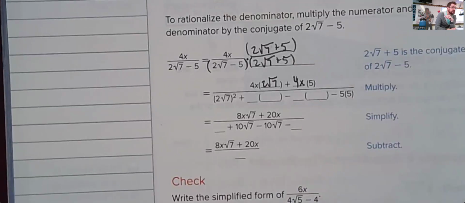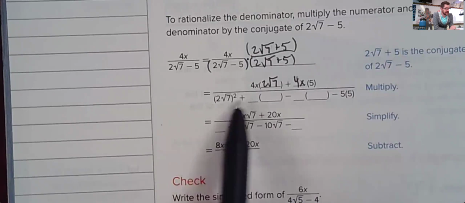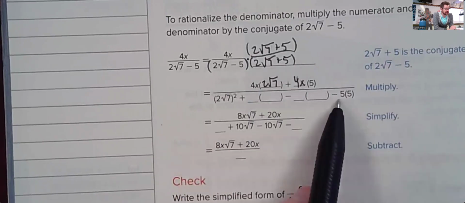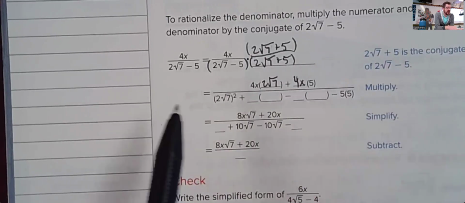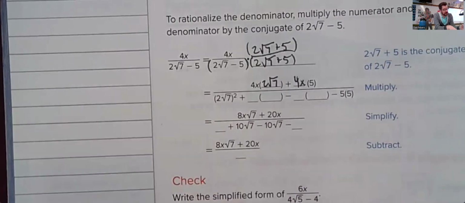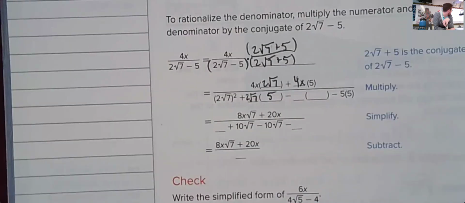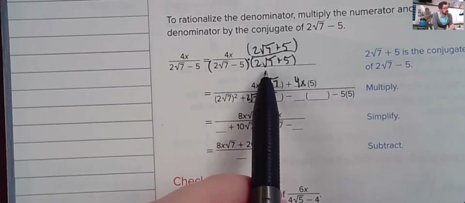On the denominator, it's using FOIL. So the first terms would be 2 root 7 times 2 root 7, which is 2 root 7 squared. The last terms would be -5 times 5. The outer terms would be 2 root 7 times 5. The inner terms would be -5 times 2 root 7. So there's the minus, here's our 5, and then 2 root 7.